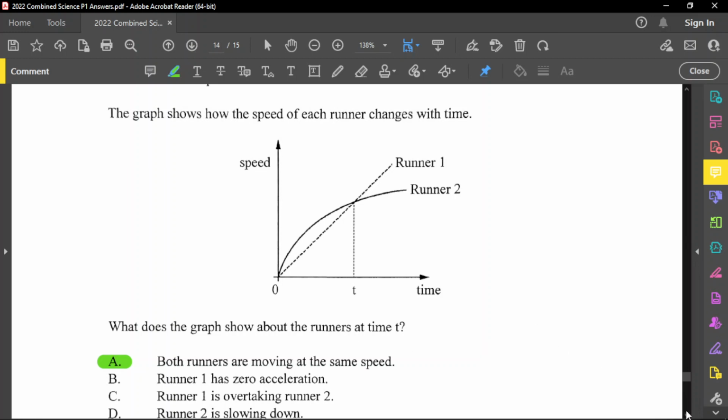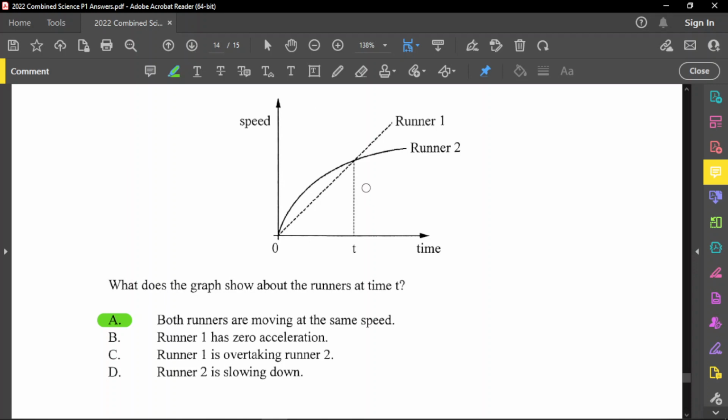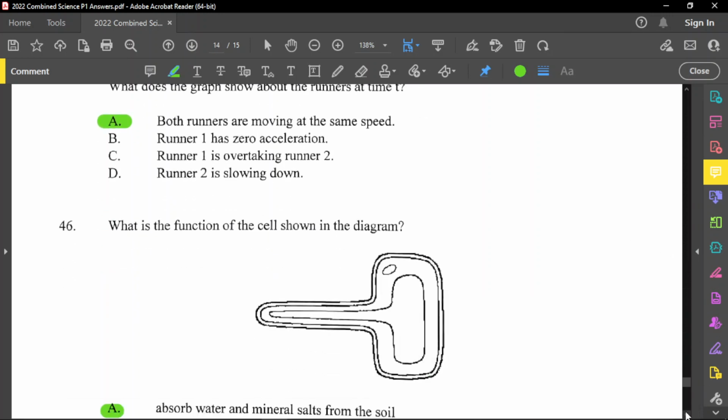So at time T, the two lines are overlapping, which means they're the exact same at that very point right here. Let me just highlight that. So they're the exact same at that point. So both runners are moving at the same speed. Yes, because if you draw a line across here, I'm just quickly doing that with the highlighter, drawing a line across here would be the same speed at that point, right? So option A is correct. Go through the next options, you realize they really don't make any sense.